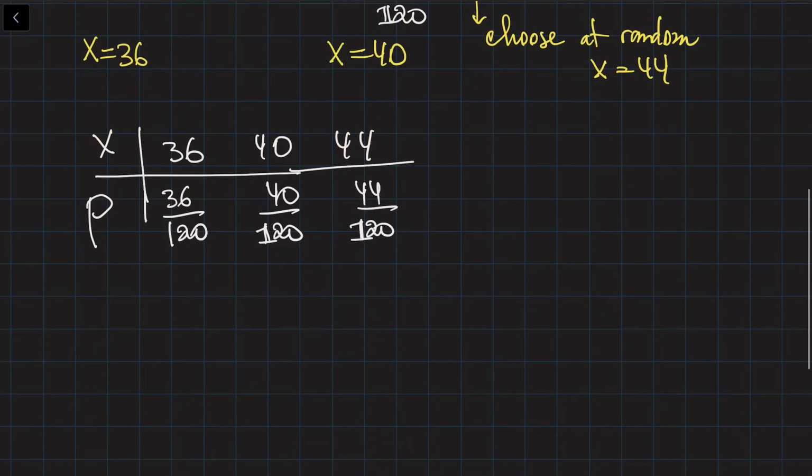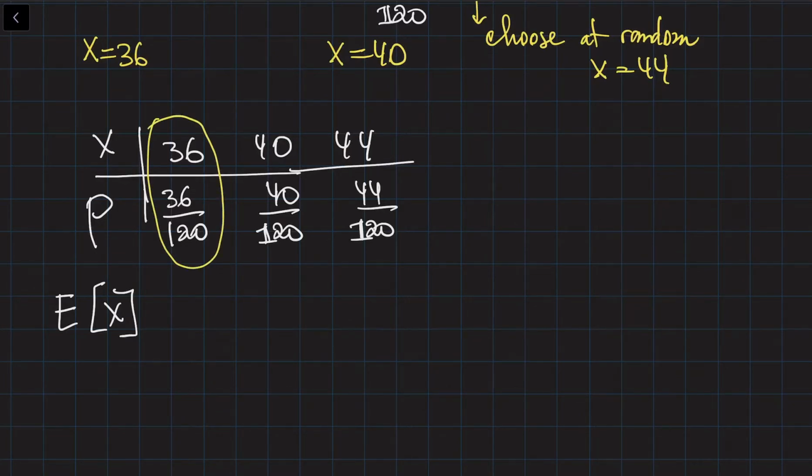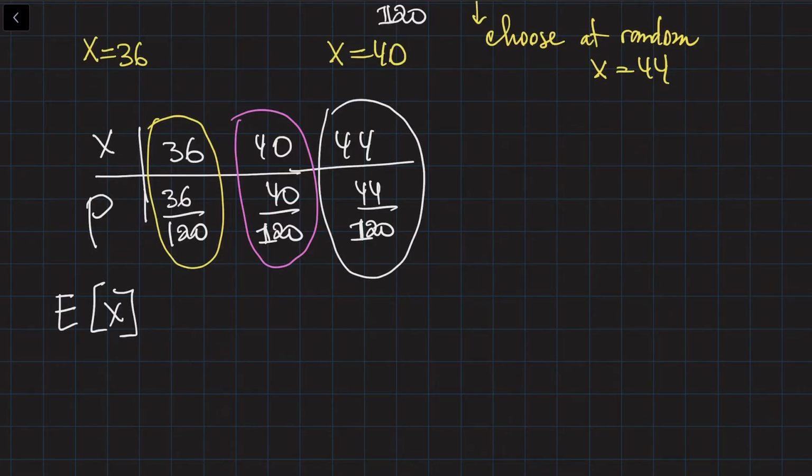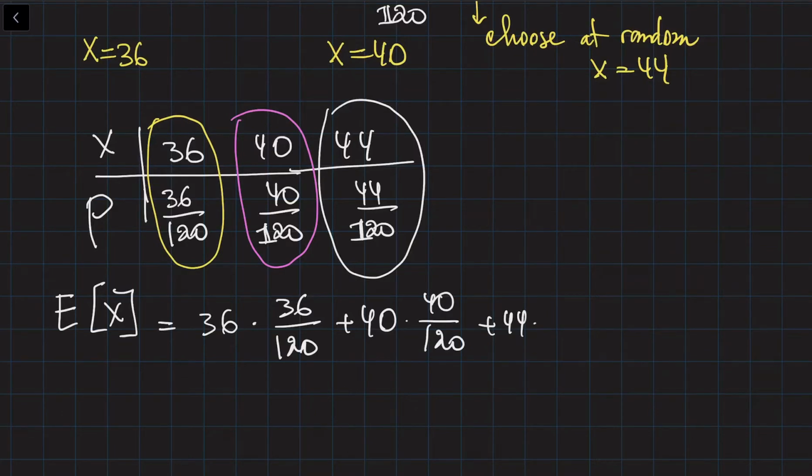Now finding the expected value of X is really a technical problem, right? Because we know that in order to find the expected value of some random variable, we have to multiply the value of the random variable by its corresponding probability, and at the end, we just sum them. So in this case, this is going to be 36 times 36 over 120 plus 40 times 40 divided by 120 plus 44 times 44 divided by 120.